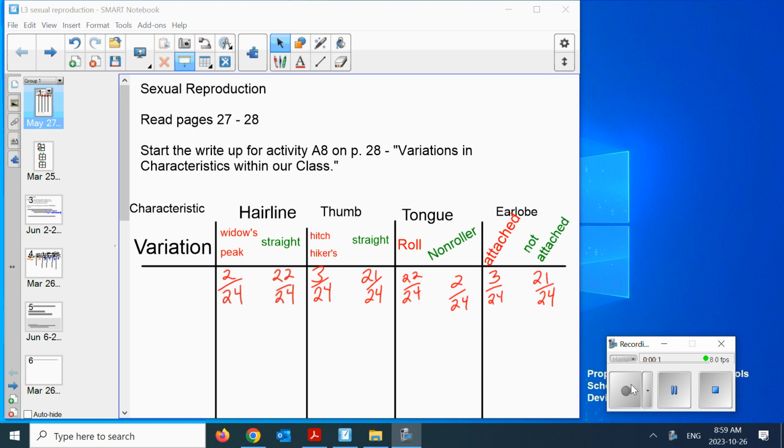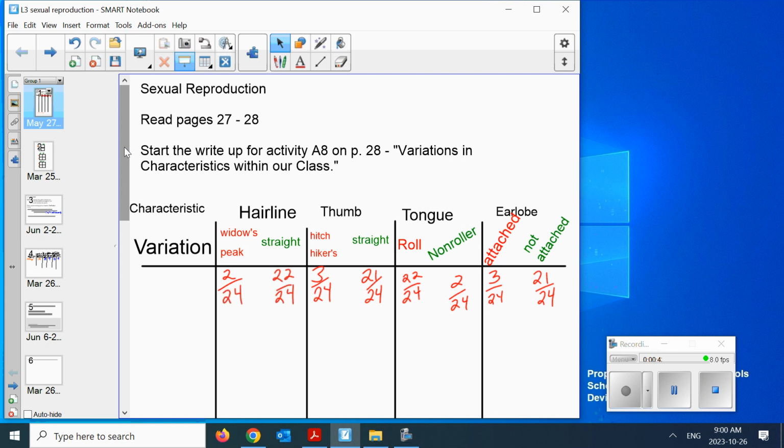We're picking up where we left off. We've started our sexual reproduction unit, or portion of the unit. And in the textbook, we did this little variations in our class activity, where we just polled the class and figured out what we have. There are some things that are dominant in a population, like hairline. A straight hairline is not a widow's peak. That's pretty easy. The hitchhiker's thumb is kind of rare.